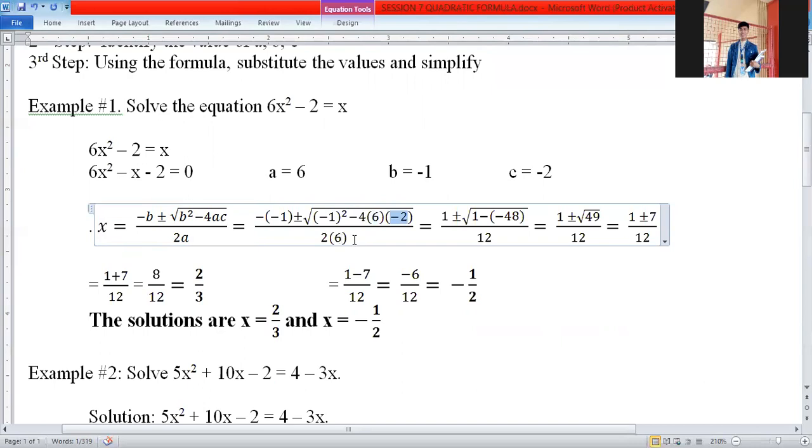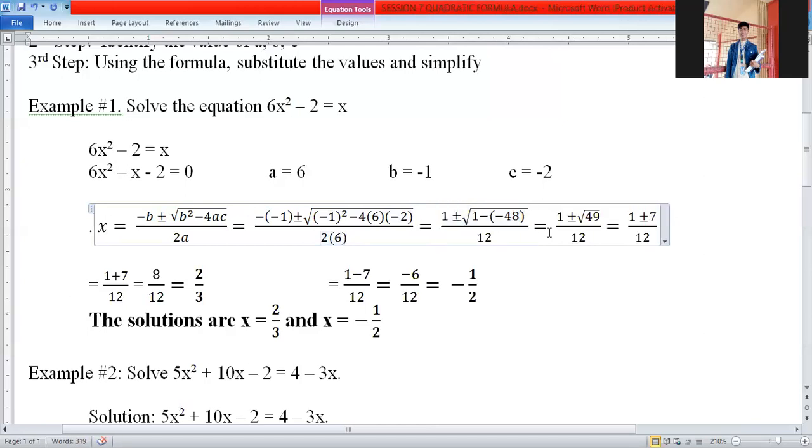So in this equation, you should apply the PEMDAS rule. Okay, so parentheses, exponent, multiplication or division, and the last is addition or subtraction. So negative times negative 1 is positive 1, plus minus the square root of negative 1 squared is equal to positive 1, because negative 1 times negative 1 is still positive 1. Minus, we have positive 4 times 6 times negative 2, that is negative 48. So 4 times 6 is 24, times negative 2 is negative 48. Then we have 2, the divisor, 2 multiplied by 6 is positive 12.